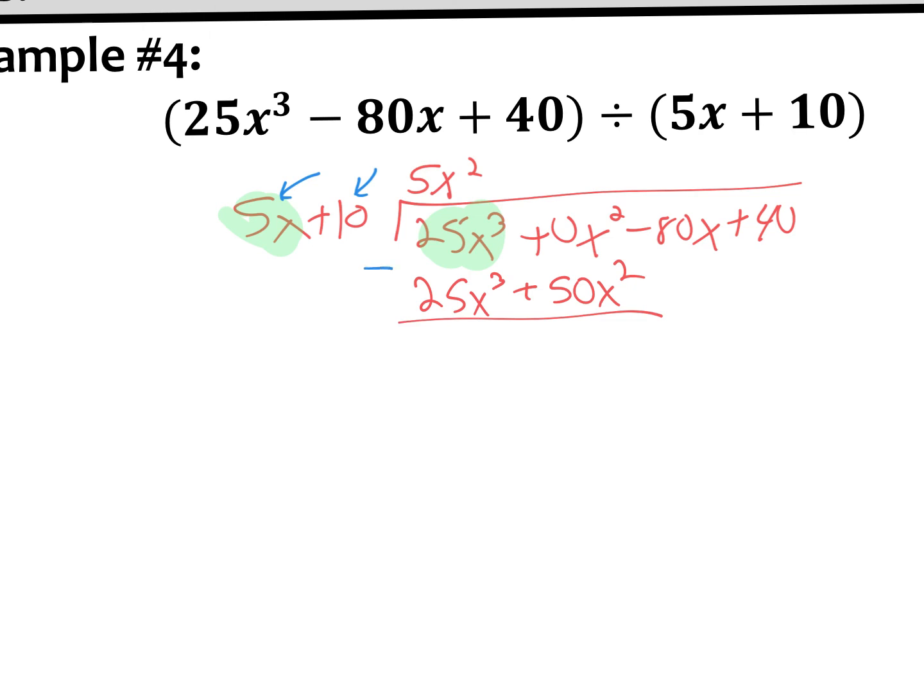All right, so now we change our signs. So this is subtracting, meaning add the opposite. So plus negative, negative. So I get negative 50x squared, and bring all of these down. All right, so now what do I multiply 5x by to get negative 50x squared? Well, that's negative 10x.